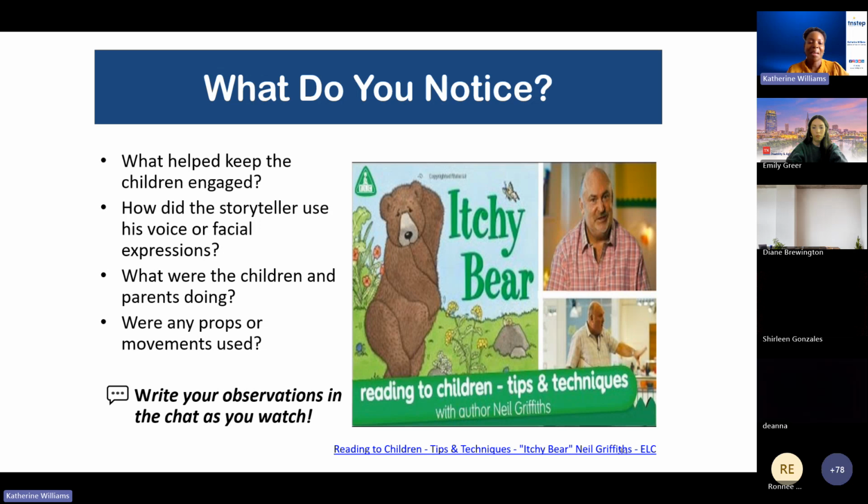So that is, I wish we could watch the whole thing because it's very, very interactive, and it's really nice to see how children and the parents are able to engage. But I wanted to look at some of the things that you all noticed in the chat. So the different tone of voice is great to see. He's engaging the crowd, which is really nice. I love the props with the itchy sound.